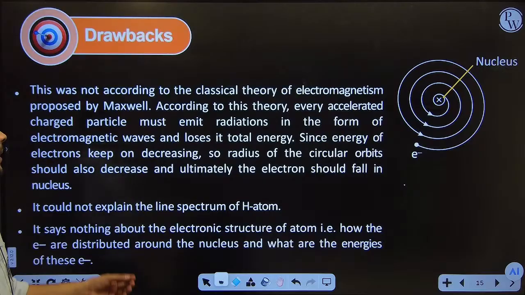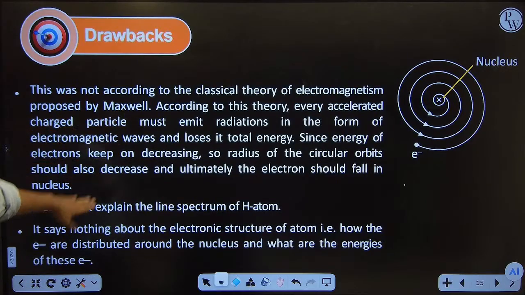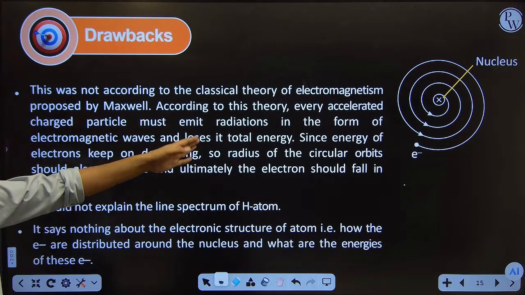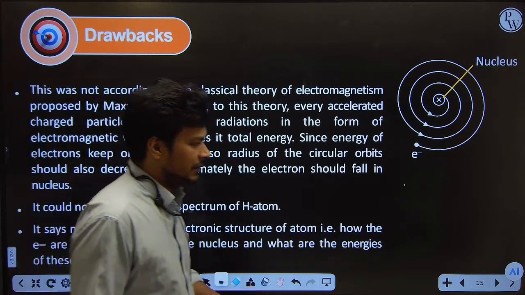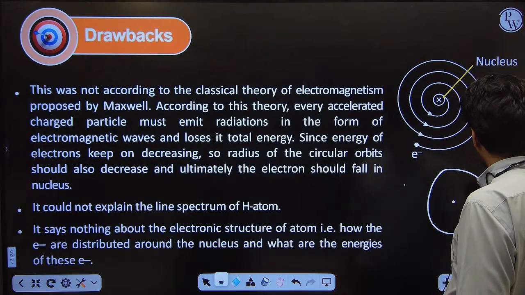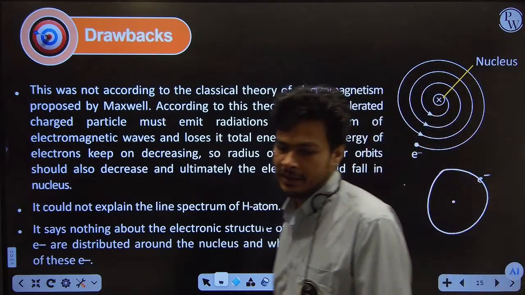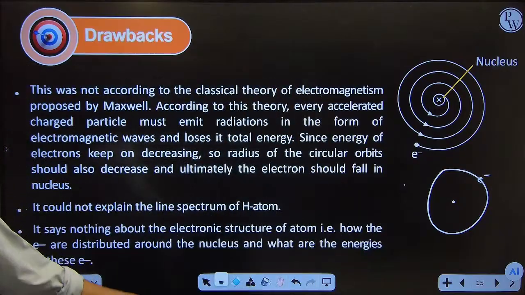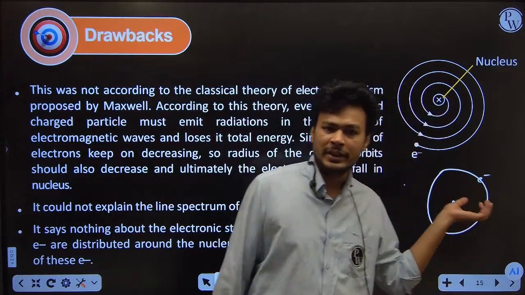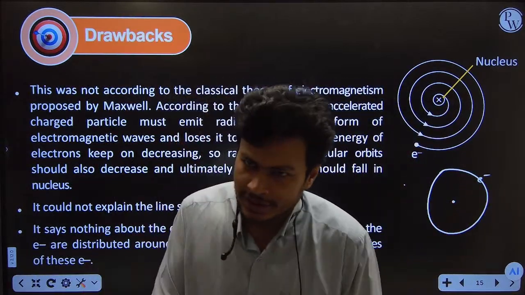Clear? So this was not according to the classic theory of electromagnetism proposed by Maxwell. According to the theory, every accelerating charge radiates. By the way, some people say, okay, the electron is in constant velocity though. How is that acceleration? We will derive these values through the Bohr model. How can this electron be in acceleration when it has constant velocity?